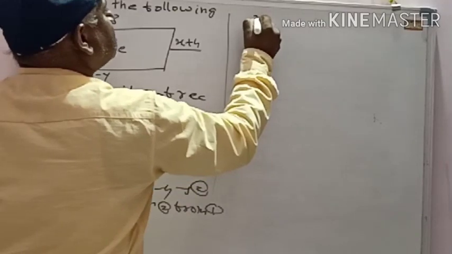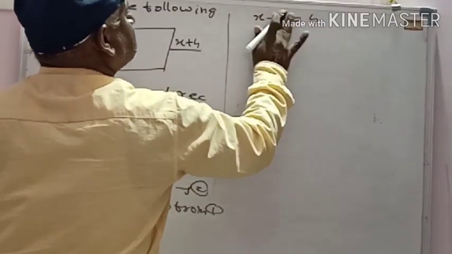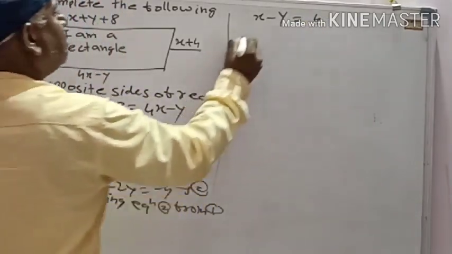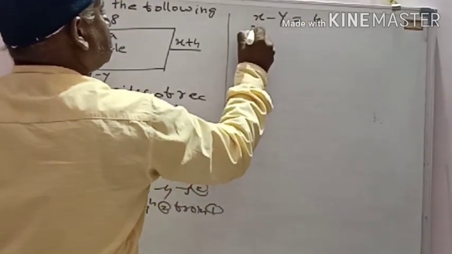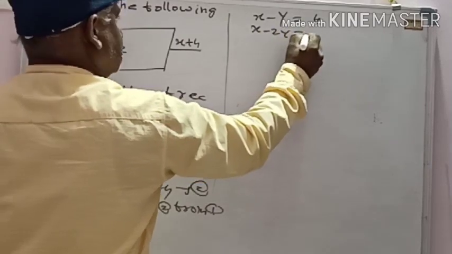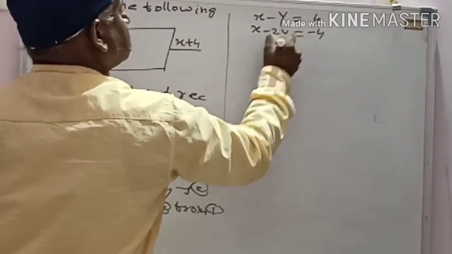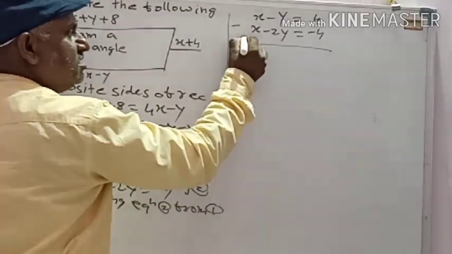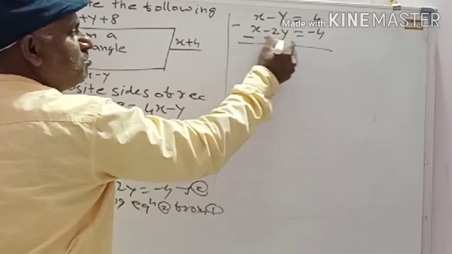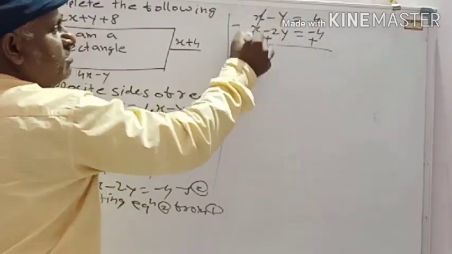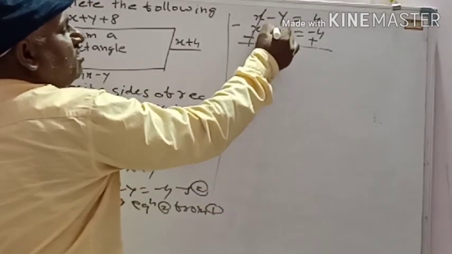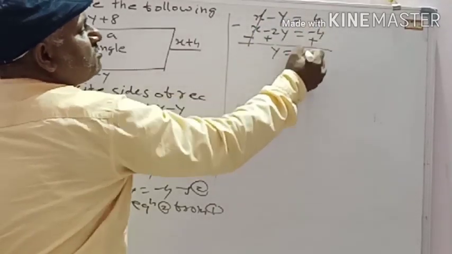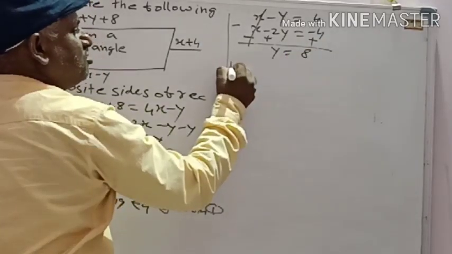X minus y is equal to 4, and the second equation, x minus 2y is equal to minus 4. Subtracting, we change the sign of the second equation. Here plus, minus, minus the plus, minus the plus. X minus x gets cancelled. Minus y plus 2y means y. 4 plus 4, 8. Therefore y is equal to 8.